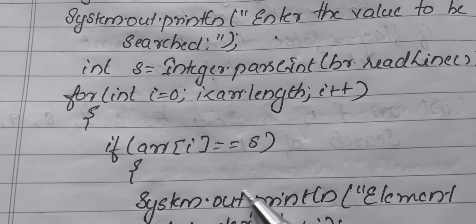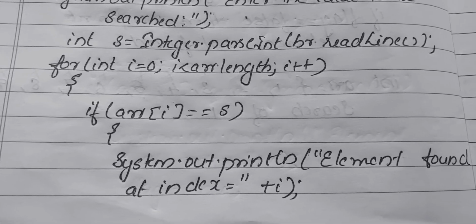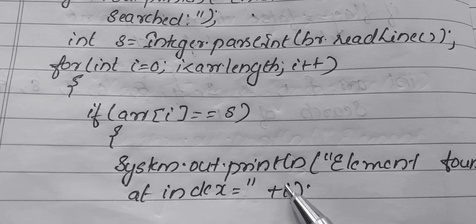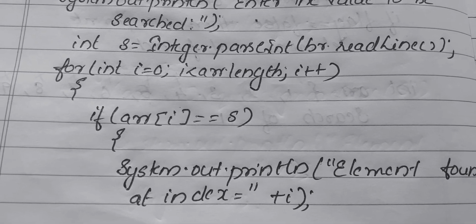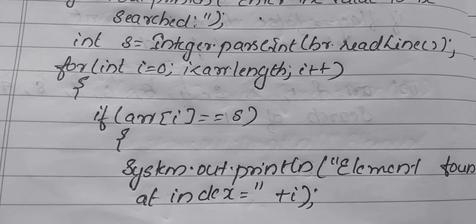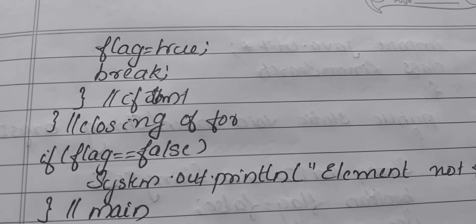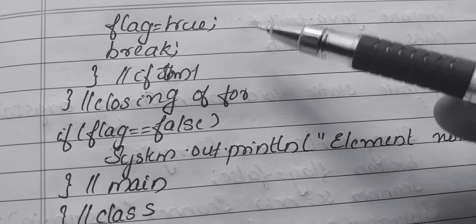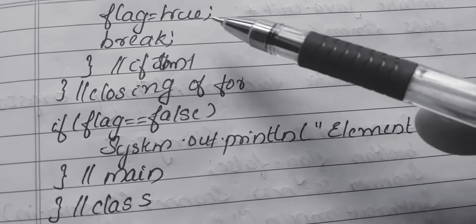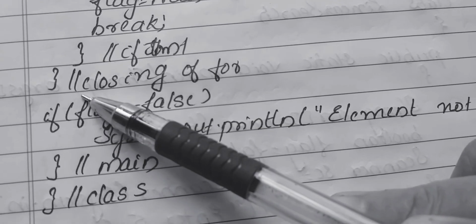If the value matches, what is the next thing we want to print? Inside the for loop, in the if block, we have given system.out.println element found at the index. So the index value will be printed. What is the index value? i, isn't it? After the element is found, what is the next thing we want to do? We want to set the flag variable as true, isn't it? Flag equal to true. Since the search is successful, there is no need to search further, so we have to break the search. So break. Then close the if statement. Then close the for loop.